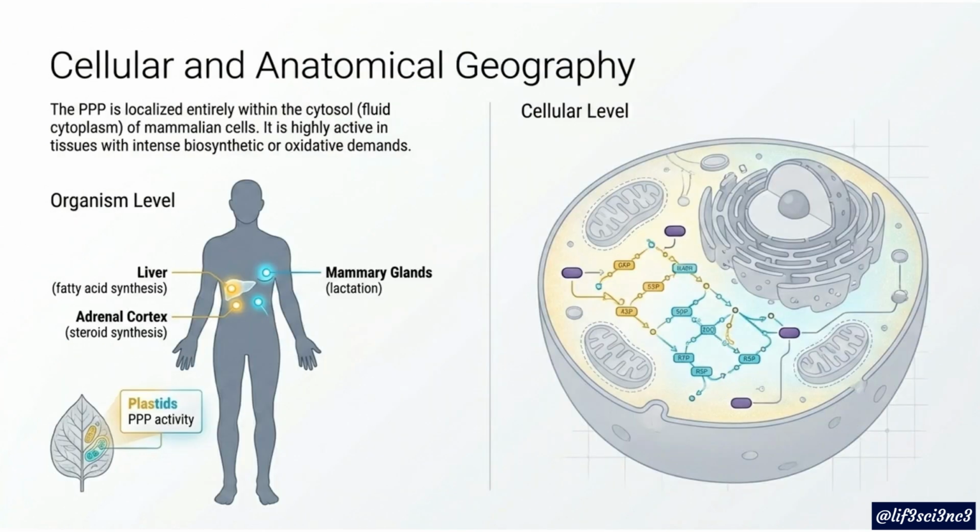Where exactly does this take place? At the cellular level, the entire pathway is localized strictly within the cytosol, the fluid cytoplasm of mammalian cells. Because of its specialized anabolic roles, the pathway's activity is highly pronounced in tissues with intense biosynthetic or oxidative demands. On an organism level, this makes it highly active in the liver for fatty acid synthesis, the adrenal cortex for steroid hormone synthesis, and mammary glands during lactation. In plants, it is prominently active within the plastids.